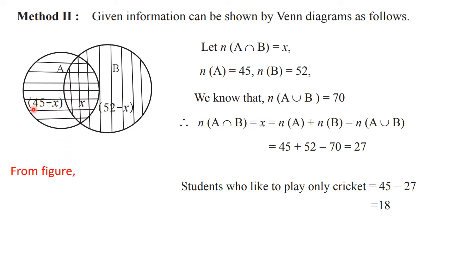This number means 45 minus X plus 52 minus X. Together it is nothing but 70. So there is no need to write n of A, n of B. Directly from the figure you can write 45 minus X, that means this part, plus X and plus 52 minus X. You can see 1, 2 and 3 parts. Together it is 70. So this minus X and plus X is cancelled. 45 plus 52 is 97.